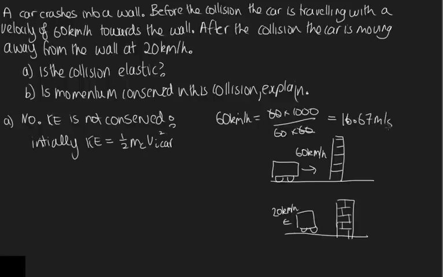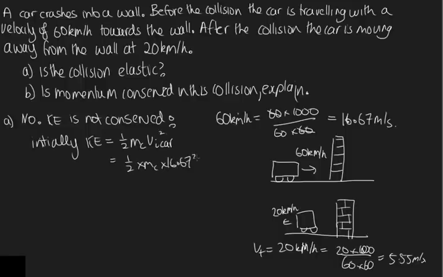So this turns out to be 16.67 meters per second, and down here the final velocity is 20 kilometers per hour, which is equal to 20 times 1,000 over 60 times 60. So this is equal to 5.55 meters per second. And so the initial kinetic energy is equal to a half times whatever the mass of the car is times 16.67 squared.